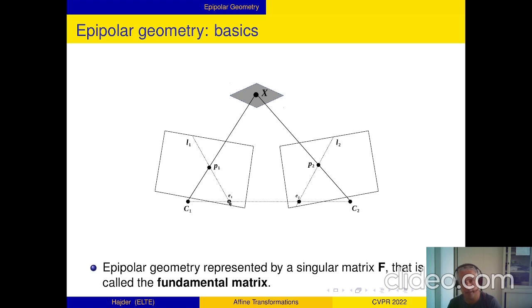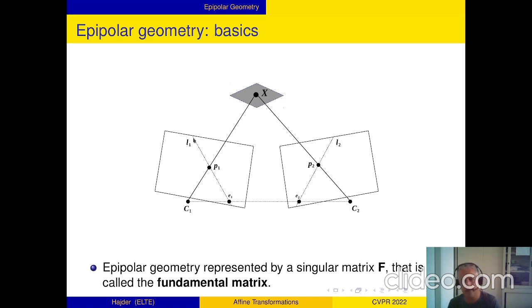And there are two important locations in the images denoted by E1 and E2. They are the epipoles. They can be given as the intersections of the baseline between C1 and C2. This is a line, and the intersections of this line with the first and second images give the epipoles E1 and E2. And the epipolar geometry itself is represented by the fundamental matrix in the general case. General case means that the cameras are not calibrated, so the intrinsic parameters like the focal length are not known.